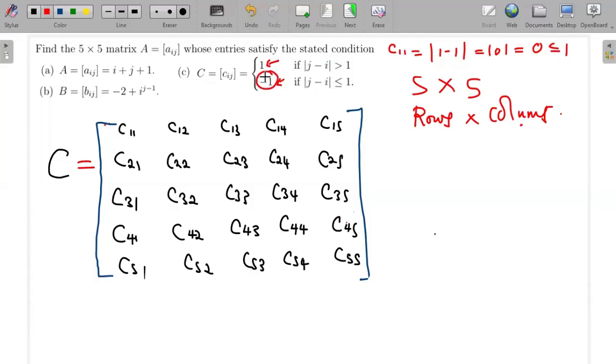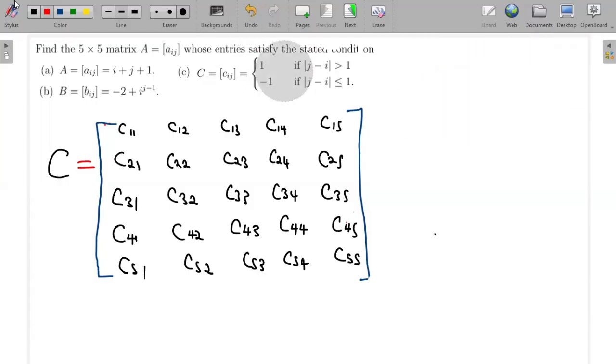A minus 1 there. That's what they mean. Okay, so now let's start finding all these elements that will be here. I'm following this rule here. The first one, C11, equals the modulus of 1 minus 1, which is 0. The modulus of 0 is simply 0, and this is less than or equal to 1.